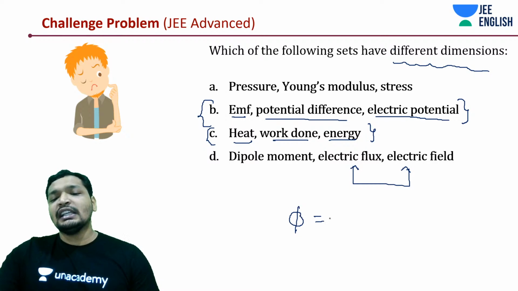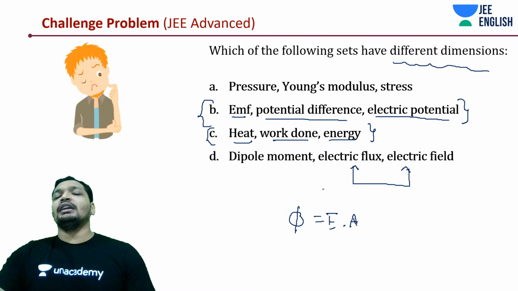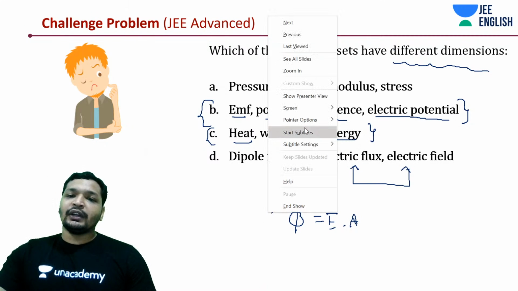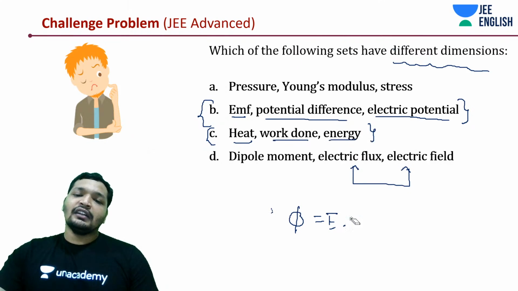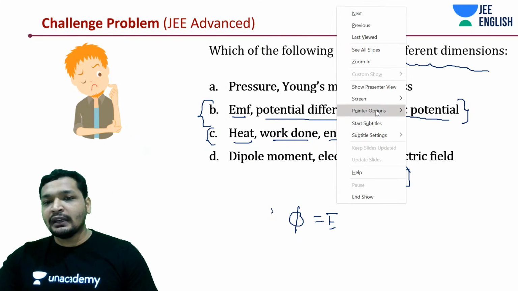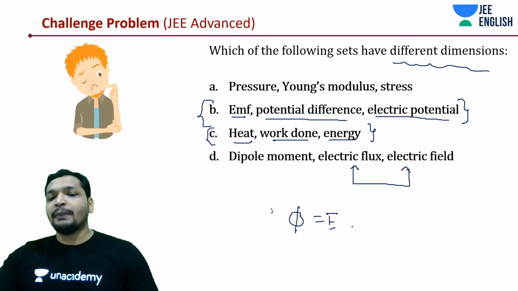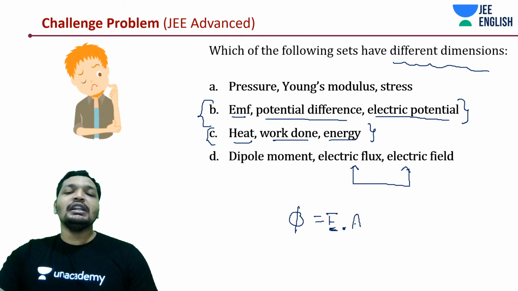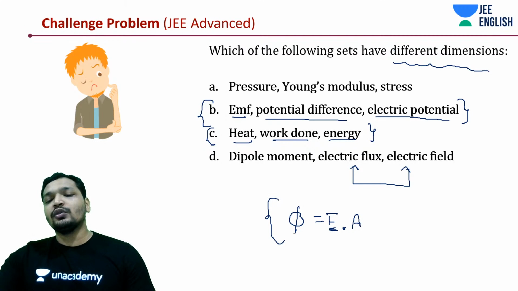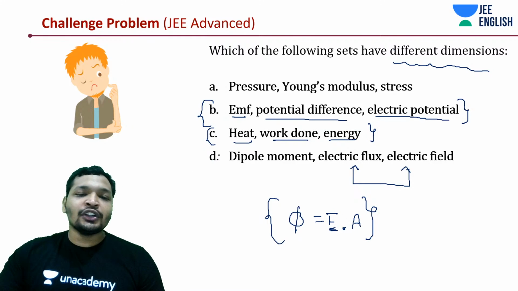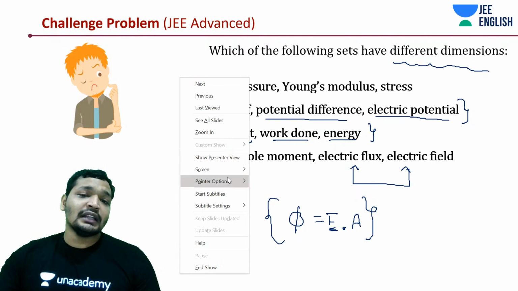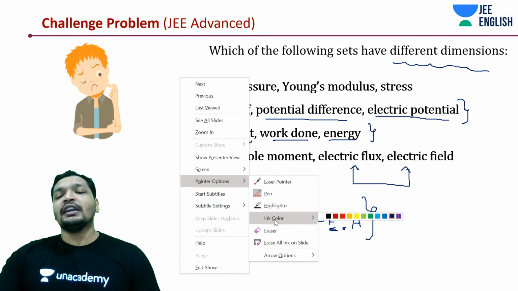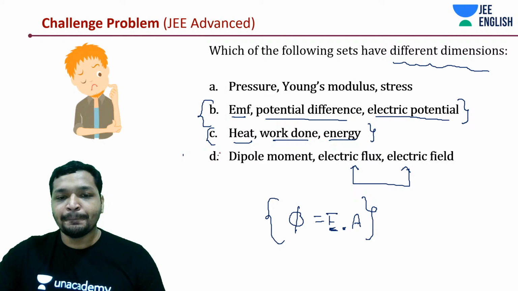Electrical flux is E into dA, or E into area, E dot dA. If it is a uniform electric field, you can write it down as E dot dA. And if the area vector is parallel, or the area is totally perpendicular to the electric field, you can write it down as E dot A. That is all you need to do. Alright, so D should be the answer. You could have straight away and easily identified it.